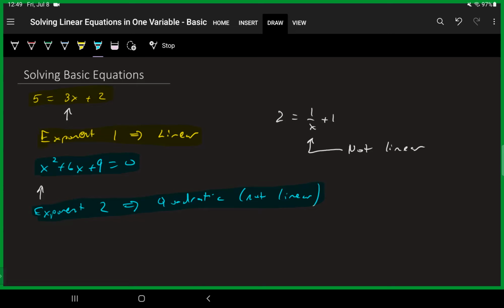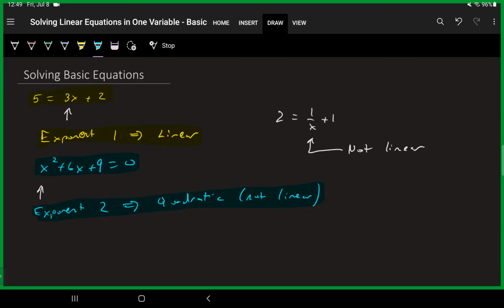And so this first example, 5 minus 3x, or 5 is equal to 3x plus 2. The variable has an exponent of 1. That's the only variable that's there. And so that is a linear equation because the exponent is 1.